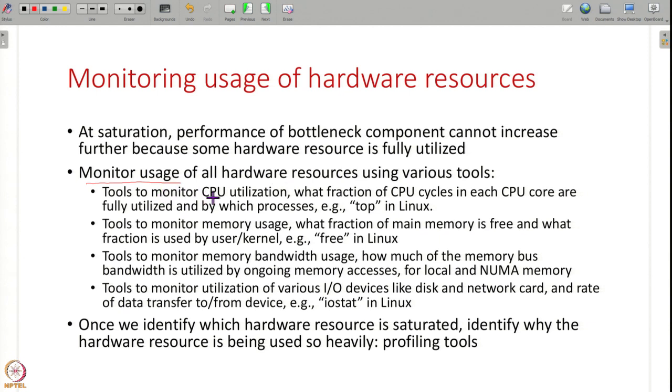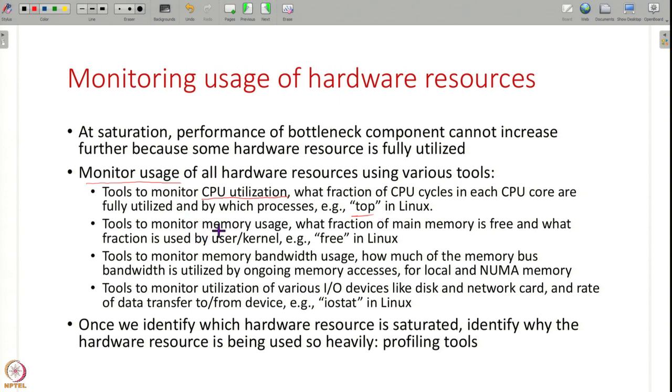There are various tools available to monitor CPU utilization. For example, top is a very commonly used tool in Linux that will tell you, for each CPU core, what fraction of the CPU is utilized, whether 100% or 50%. With this you know whether your CPU is fully utilized and that is why you are not able to handle more requests than your capacity, or whether something else is the problem.